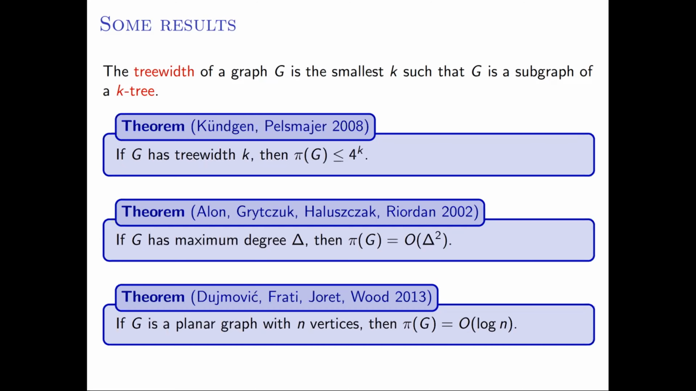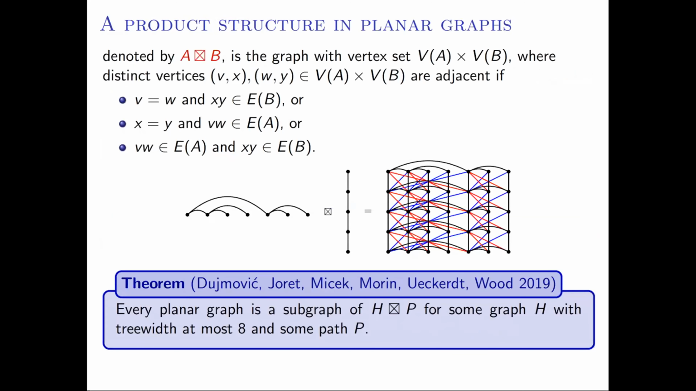And now we're going to use the product structure theorem, let me restate it. So the product structure theorem tells you that any planar graph you can find as a subgraph of some kind of grid, like this grid here on the right, where columns are paths and rows are the same bounded tree width graph. So rows are almost like trees, almost the same trees. Okay, so this is the result that we're going to use.